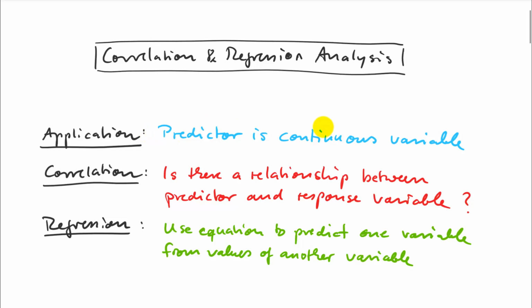The use case for correlation and regression analysis as opposed to analysis of variance is that your predictor variable is a continuous variable. So it's not a class variable like variety A, B, C that we had in our examples, but it is a continuous predictor variable.